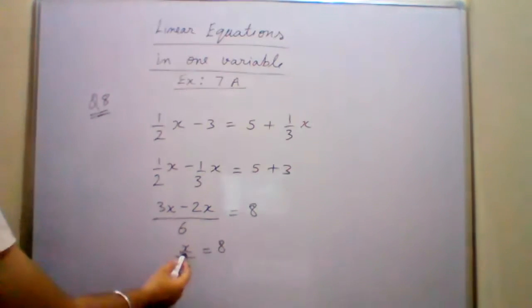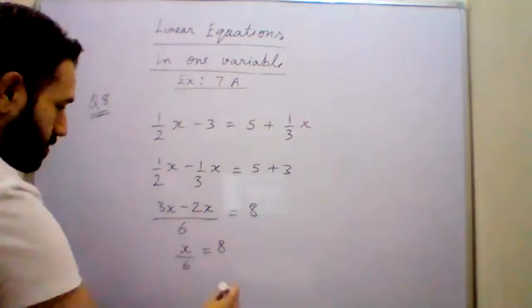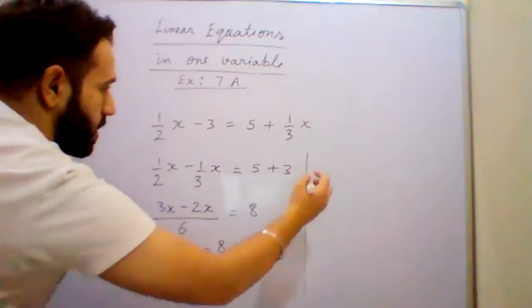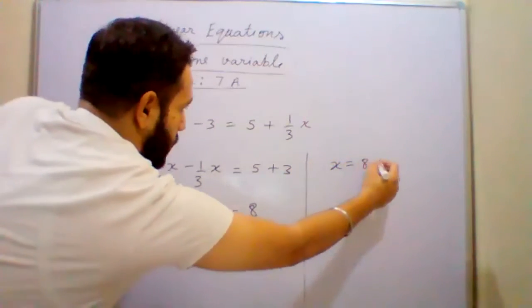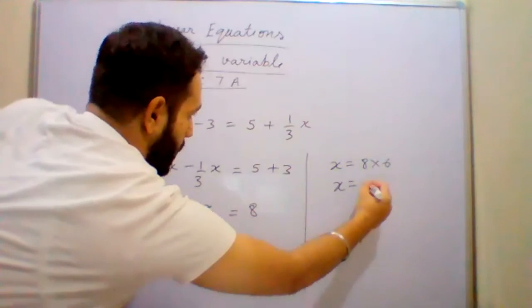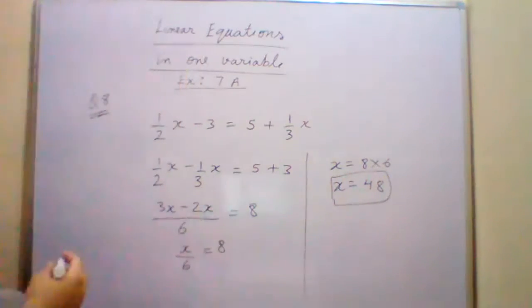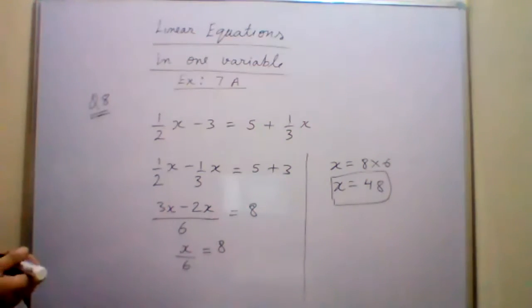Now, x divided by 6. X is being divided by 6. 6 is in the denominator, so it will go to RHS and it will multiply with the numerator. X equals 8 into 6. 8 into 6, 48. X equals 48.